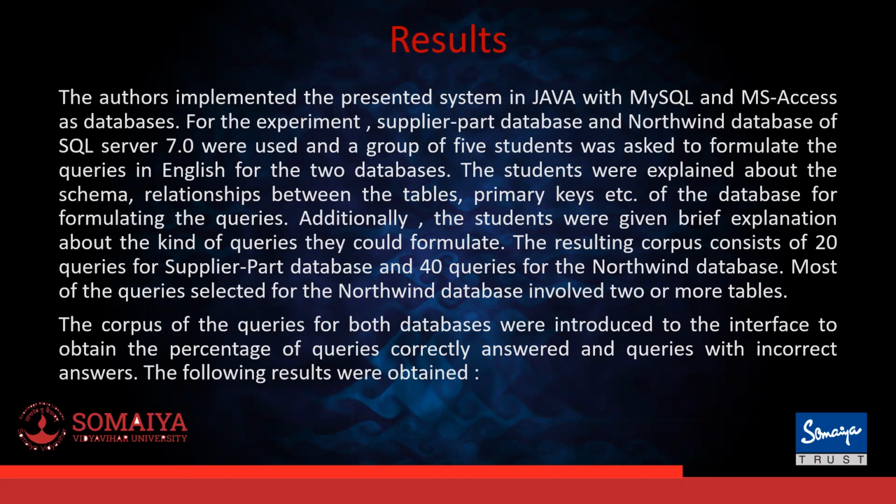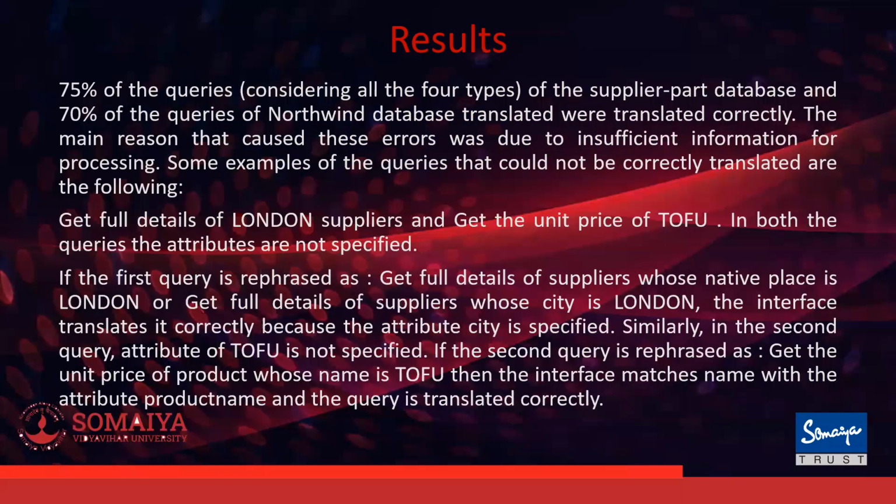The resulting corpus consists of 20 queries for supplier part database and 40 queries for Northwind database. Most of the queries selected for the Northwind database involved 2 or more tables. The corpus of the queries for both databases were introduced to the interface to obtain the percentage of queries correctly answered and the queries with incorrect answers. The following were the results.